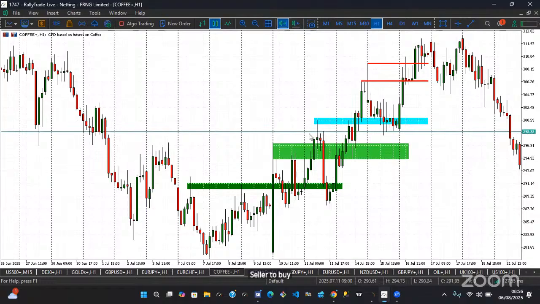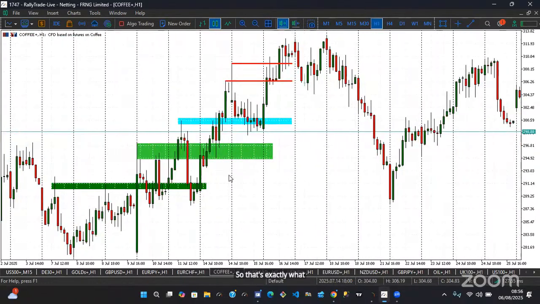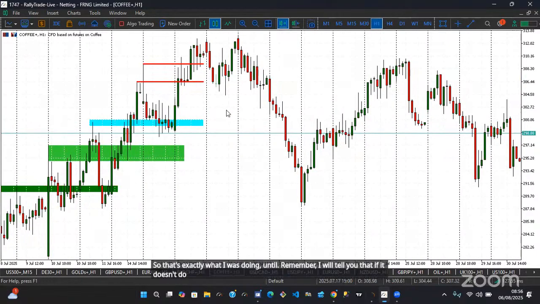Now you can see it created this resistance by this massive retracement. When it broke out, I marked it. When it came back there, I started to buy again. So that's exactly what I was doing until, remember, I will tell you that if it doesn't do that same thing again, I will hold on and check what's happening.